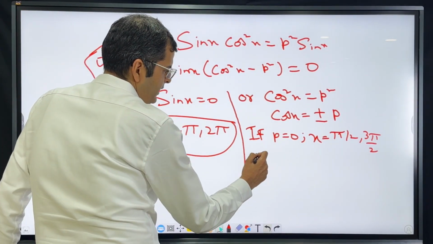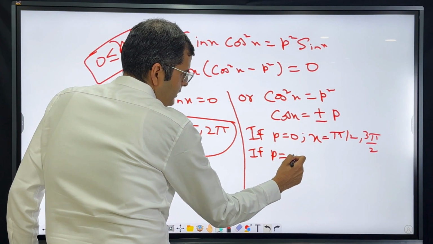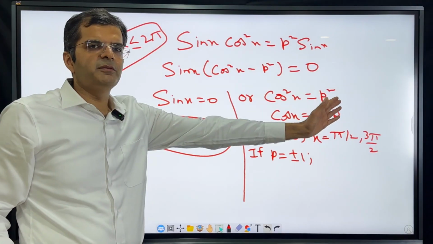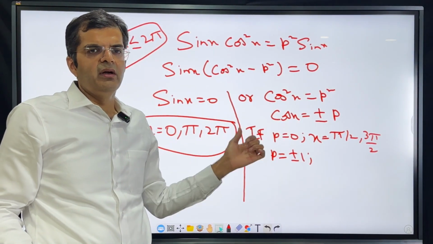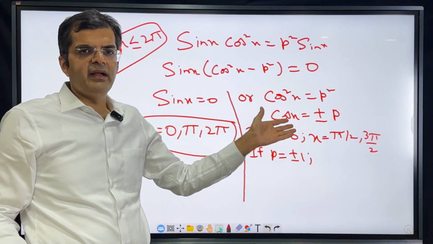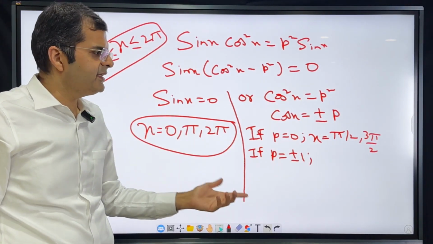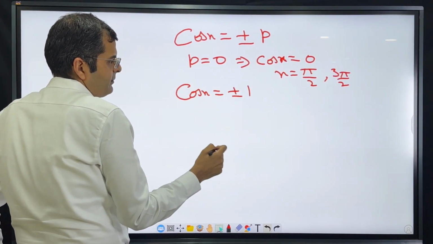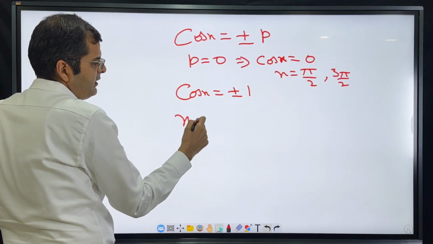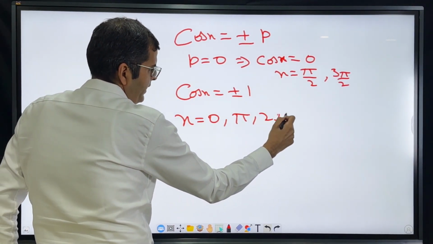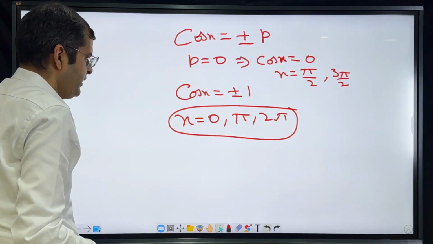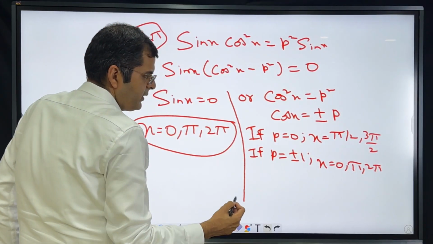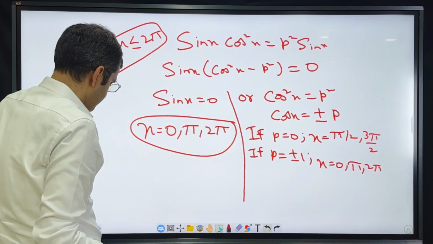Now the next case is if p is equal to plus or minus 1. If cos x is p, let's say p is 1, so cos x is plus 1. If p is minus 1, then cos x is minus 1. So that is also possible. So if cos x is equal to plus minus 1, then what possibilities do I have? x can be 0, pi or 2 pi.